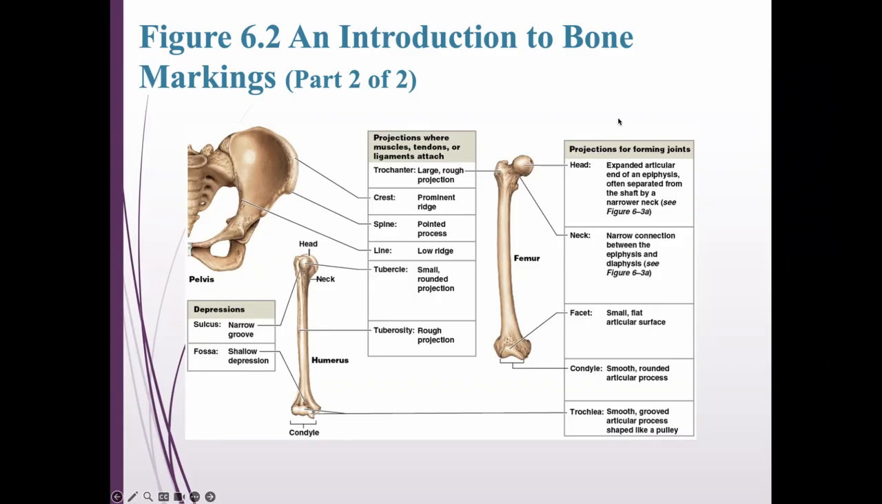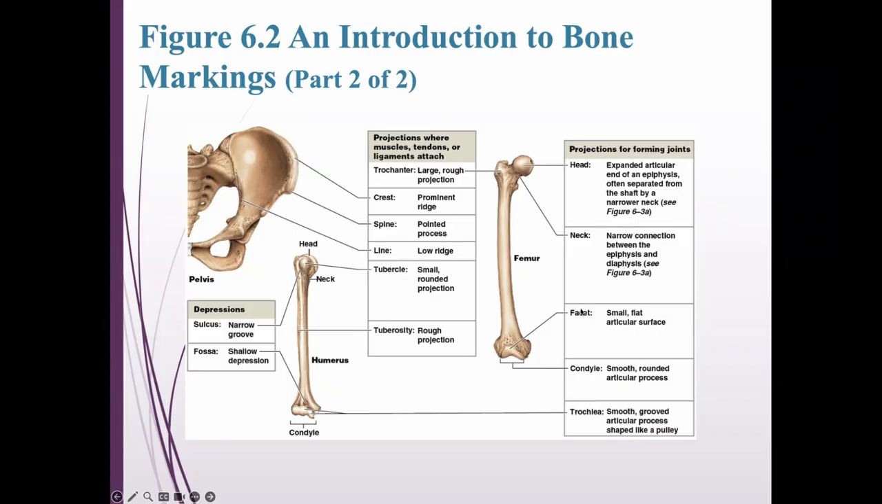So let's look at the types of projections that are going to help to form joints. So a head, when you're looking here, the head of the femur is going to help to form the joints. It is going to basically articulate in the acetabulum of the coxal, or the coxae. If you want to learn how to spell it, you can say acetabulum. But if you want to say it in public, you say acetabulum. Anyway, the neck. The neck is going to be a narrow connection between the epiphysis and the diaphysis.